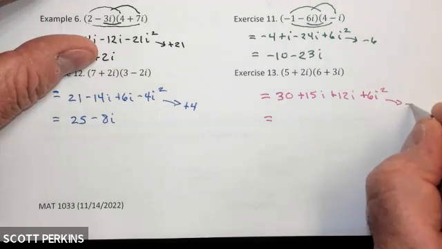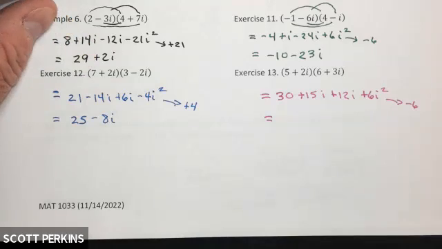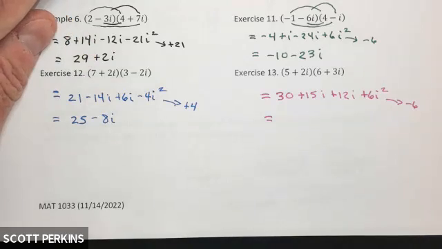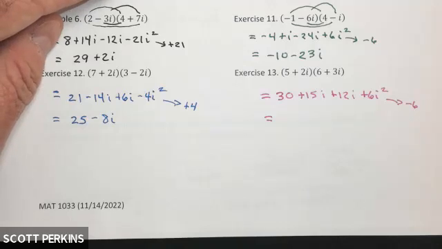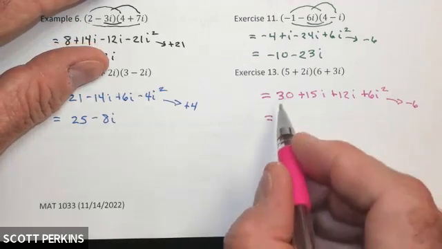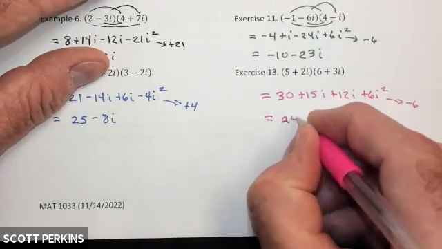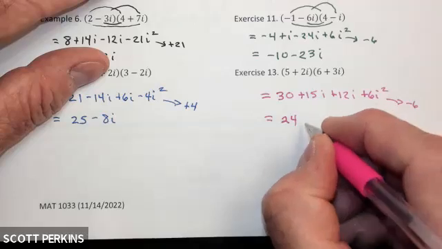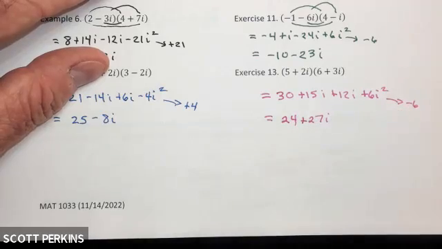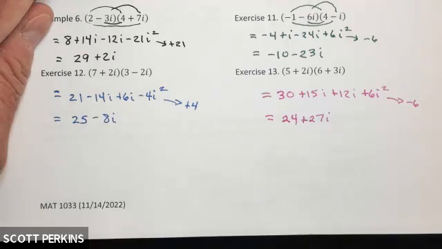6i squared becomes -6 because that i squared is just defined to be -1. That's the definition that preceded everything here. So 30 minus 6 is 24. 15 and 12 is 27i. And there is my complex number answer.